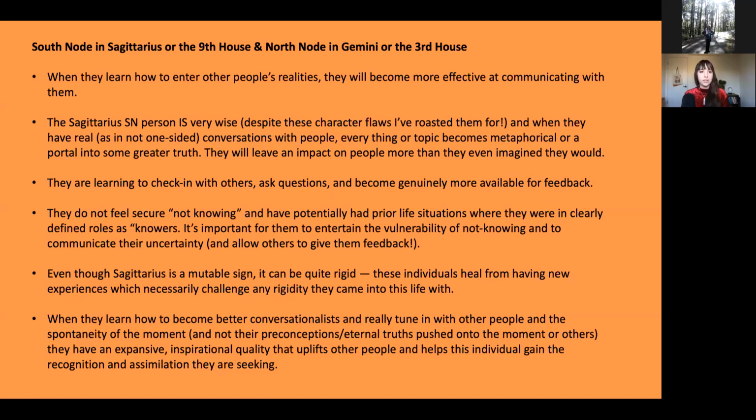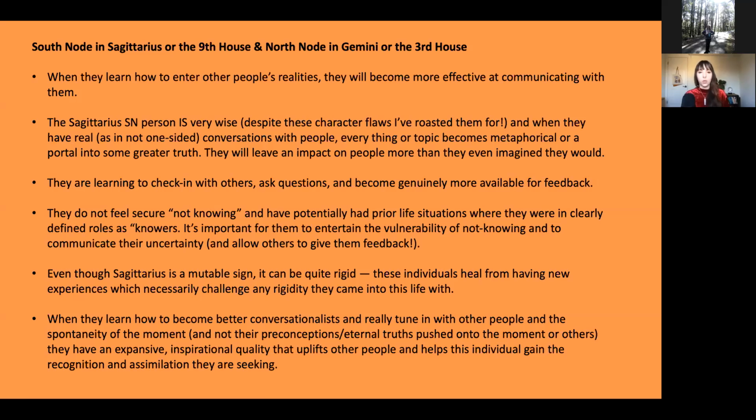And so when South Node in Sagittarius, or the ninth house, learns how to enter other people's realities, they can become more effective at communicating. I felt like I was roasting this placement a little bit when I was writing this. But when they figure out the Gemini stuff, they have a way of creating mystical portals in everyday conversation. They're really learning how to check in with others and ask questions, how to be curious, and how to become genuinely more available for feedback.